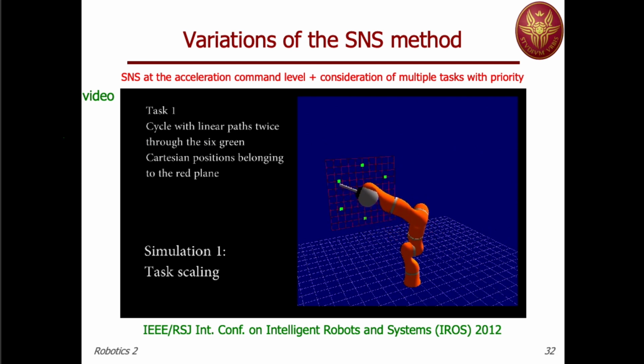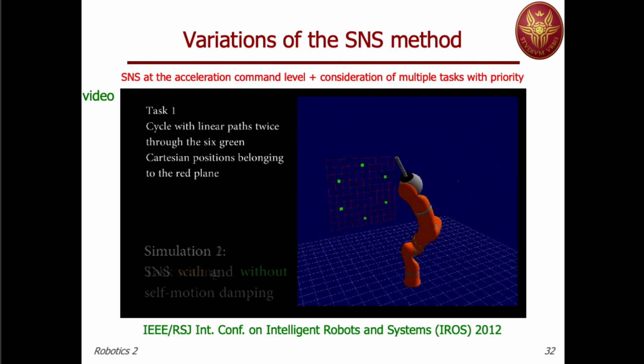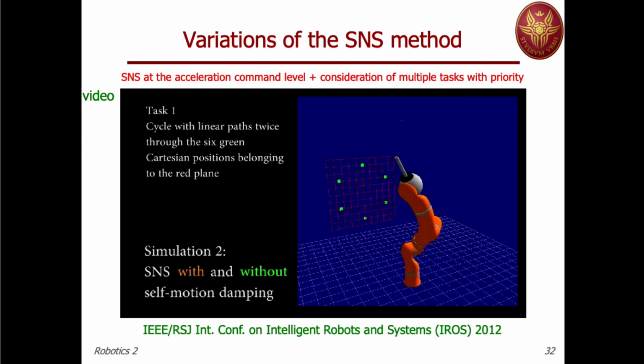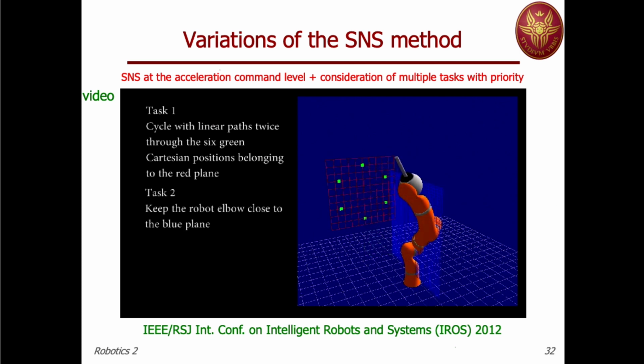This is the only task that the robot needs to do, including the presence of hard joint limits. And this is at the acceleration level, so we move this method to the acceleration command, and you can see two shadowed images, one green and one orange. The green is without self-motion damping, which is something that we need to add when resolving redundancy at the acceleration level, and the orange one with damping. And you will see that the damped solution has much less self-motion than the other one.